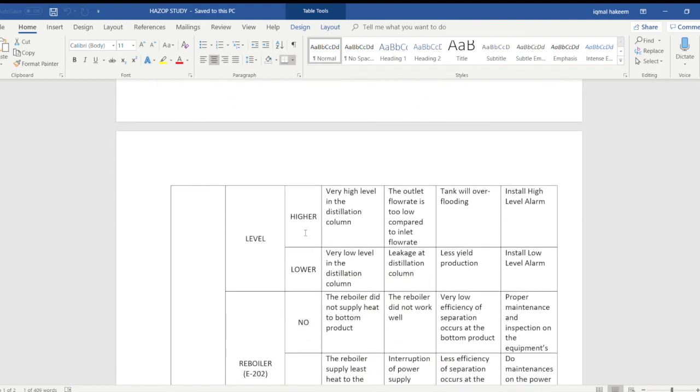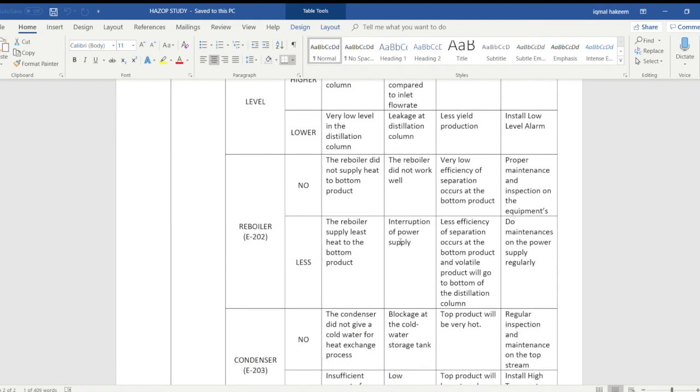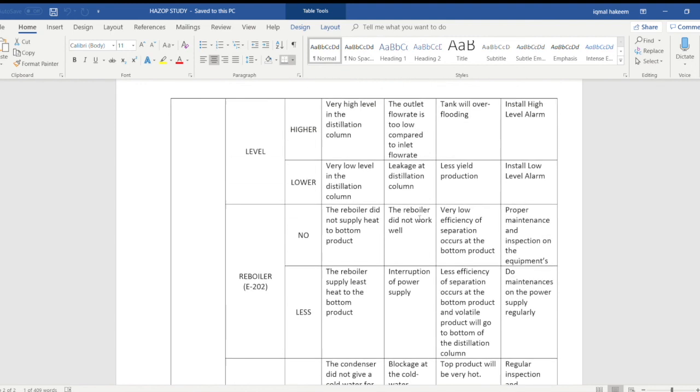Next, for the level, we have high level and low level. So for the high level, if the outlet flow rate is too low compared to inlet flow rate, the tank will be overflowing. So to solve this problem, we need to install high level alarm, so we can detect if the water level exceeds that particular level.